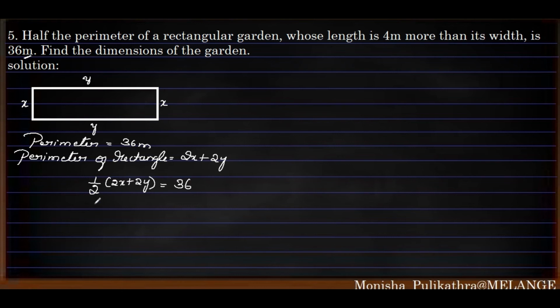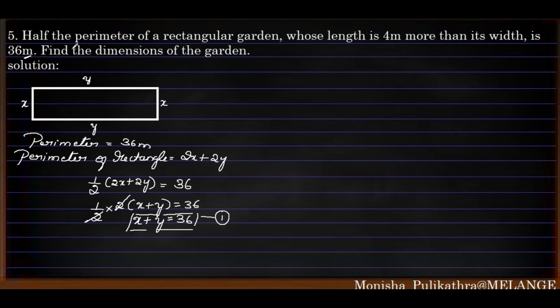Here 2 and 2 are common, so I will take 2 outside here, so x plus y will be remaining. Here 2 cancels each other. So the first equation we are going to obtain is x plus y is equal to 36. This is the first equation.